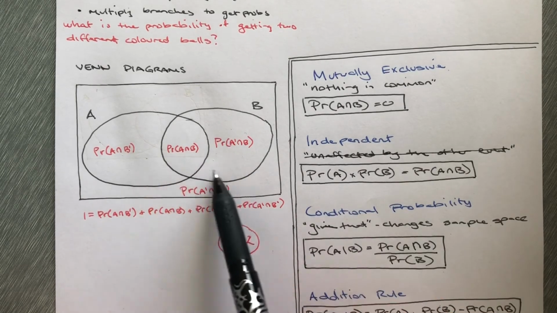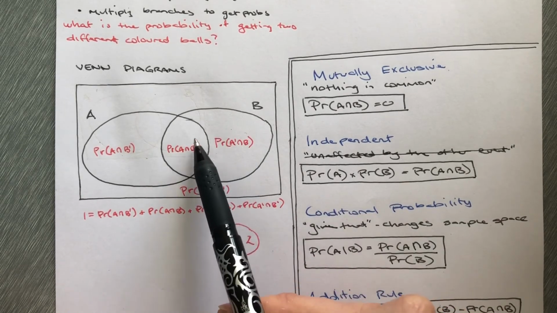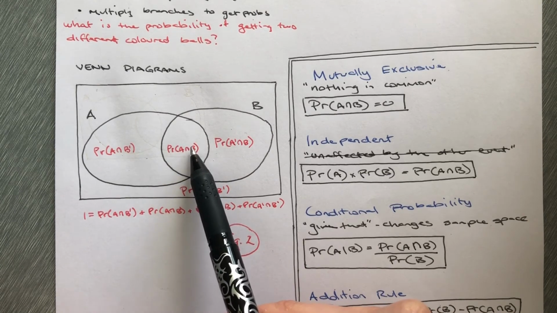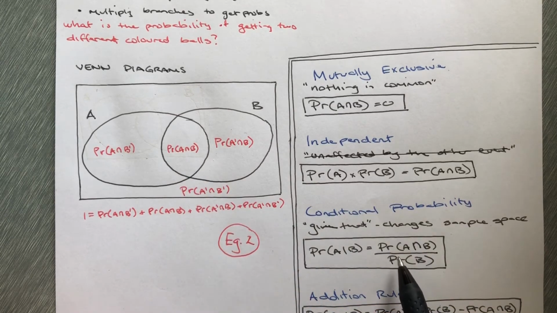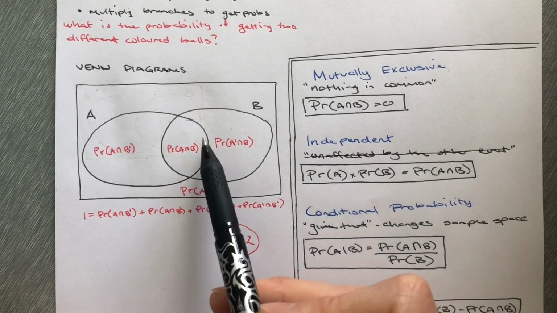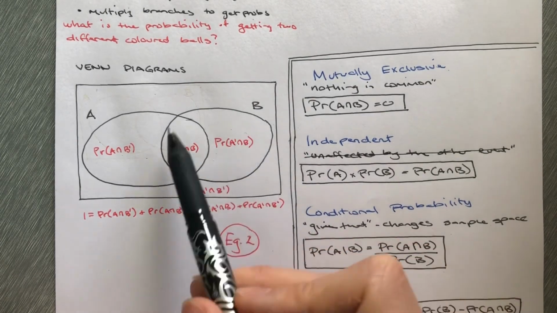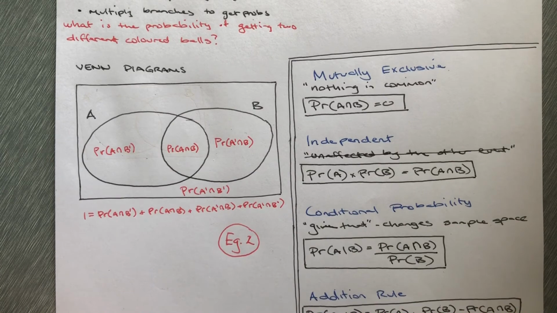So if you look at these two sections here, this is the only other one that A applies to, isn't it? Okay, so that's why we've got the probability of A and B, which is this bit, divided by the probability of B, which is that whole bit there. So that's sort of how the rule works.